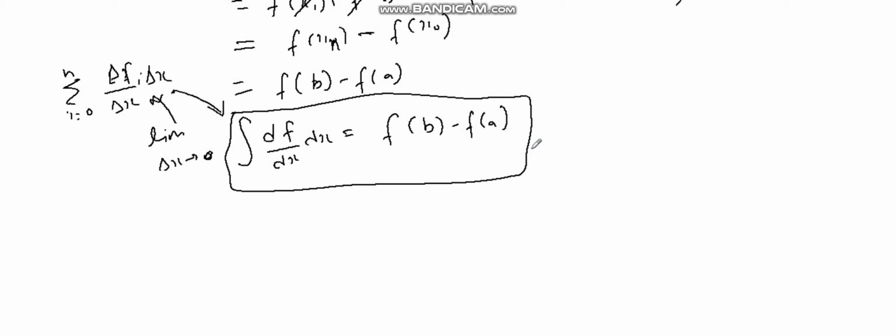So what this means is that if we know the derivative of a scalar field f, then taking the derivative of a scalar field f and taking the integration over the variable x will give the value of that field at the upper and lower limits, where the integration starts and where the integration ends.